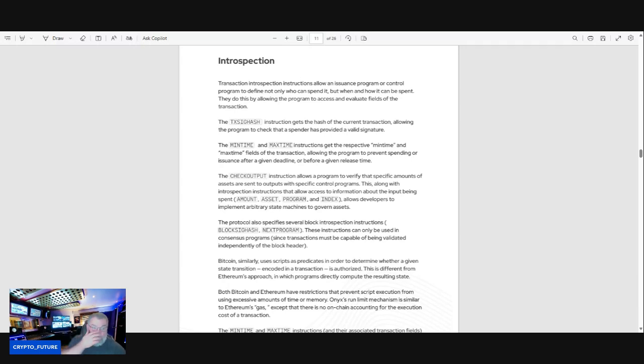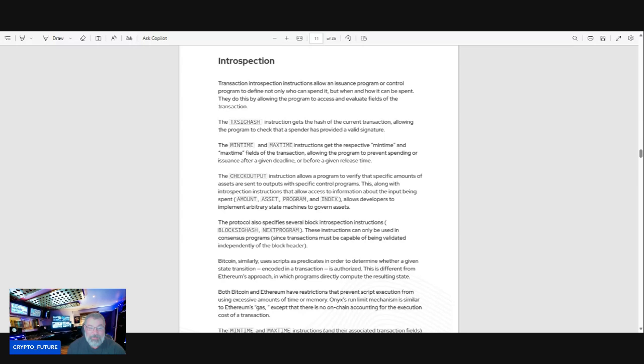The protocol also specifies several block introspection instructions, block hash and next program. These instructions can only be used in consensus programs, since transactions must be capable of being validated independently of the block header.